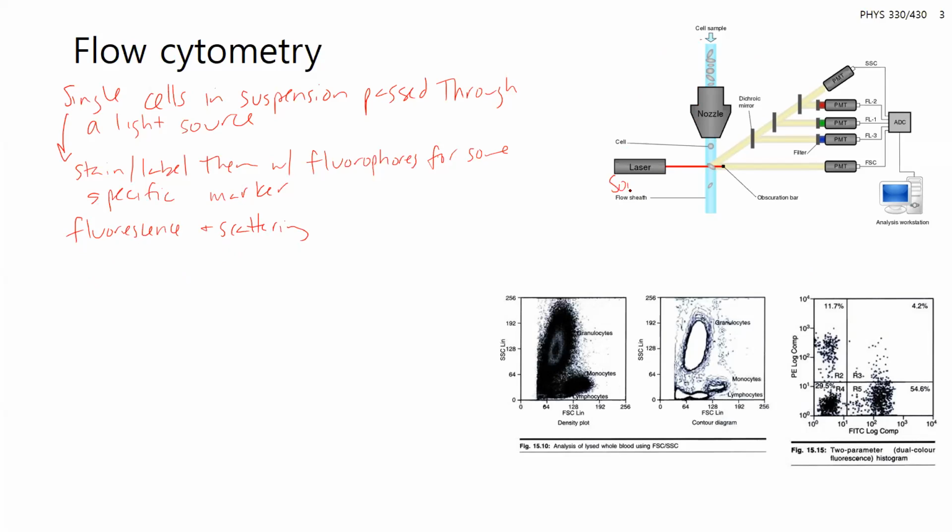a laser. Our sample is going to be the suspension of cells passing through a nozzle. So this is going to be a flow cell that passes the cells quite quickly. It forms a liquid jet that moves at like 5 to 10 meters per second. It's a fast flow.